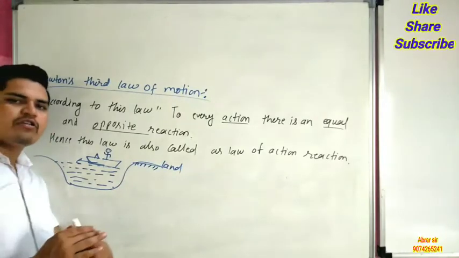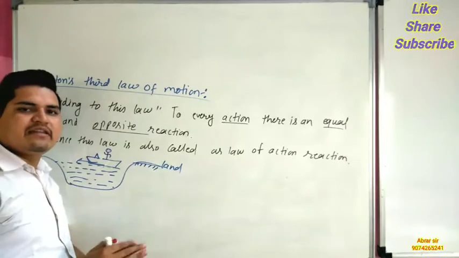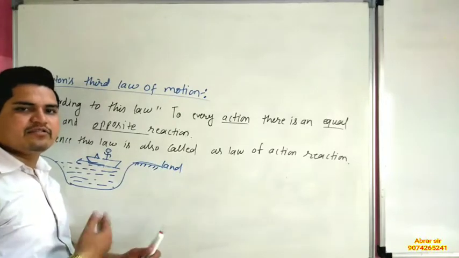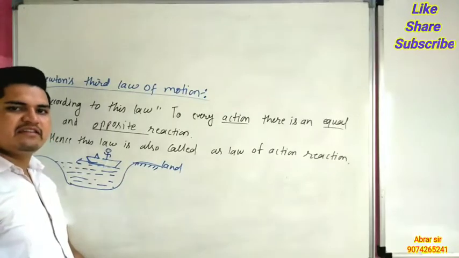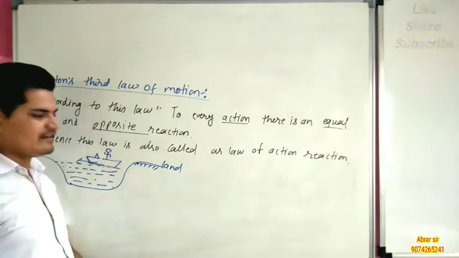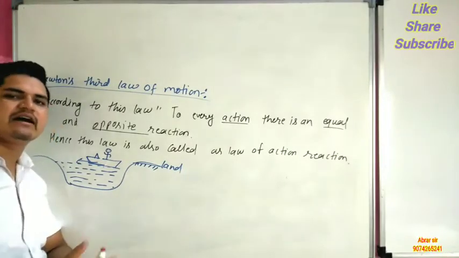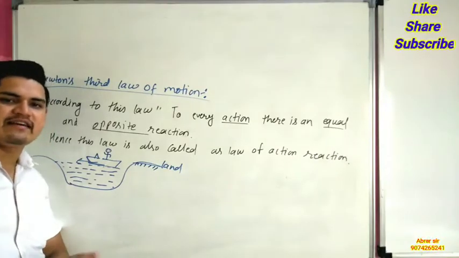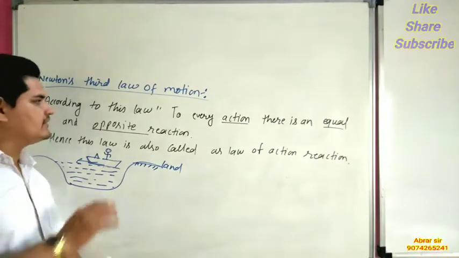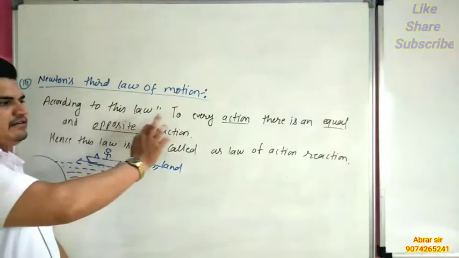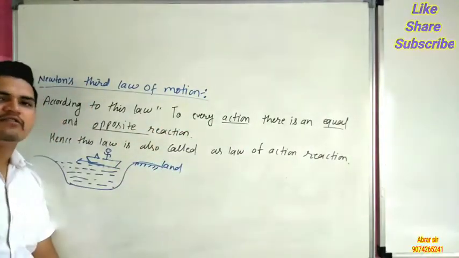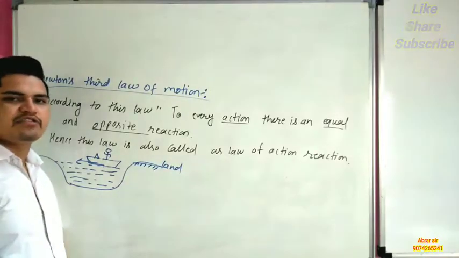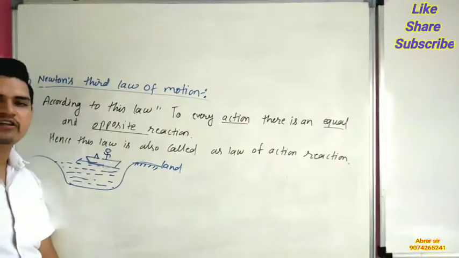We cannot walk on ice because there is no action, so there is no reaction. When we move on ice we slip because there is no action, so there is no reaction. We can walk on the earth because of the action-reaction law. According to this law, to every action there is an equal and opposite reaction. Without action, reaction is not possible. So this is called Newton's third law of motion.